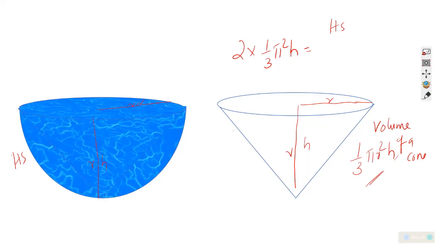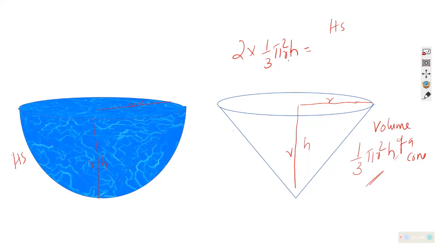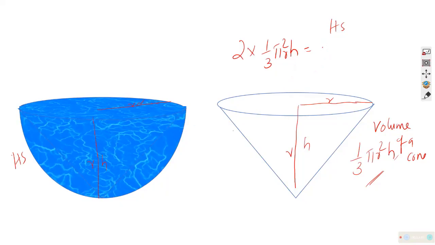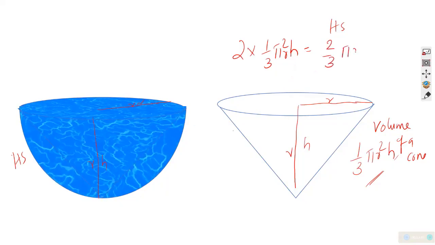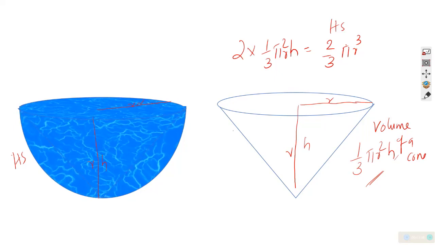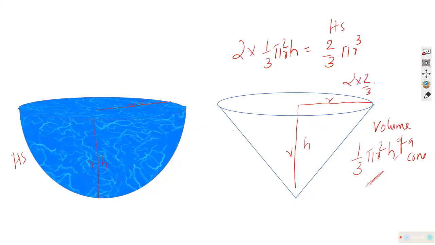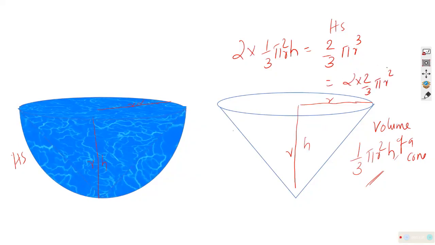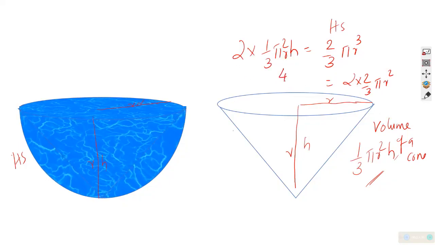This is what I am getting. Now, the interesting thing is that R and H are the same, as I told you at the beginning. So this can be written as 2 upon 3 pi R cube. This is the volume of the hemisphere. If the volume of the hemisphere is 2 by 3 pi R cube, then naturally 2 times that will be the volume of a sphere, that is 2 into 2 upon 3 pi r cube, which is equal to 4 upon 3 pi r cube.